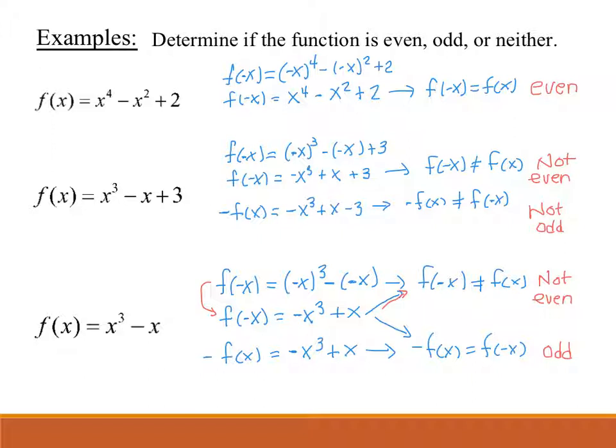Now let's try the negative f of x. So we multiply through the function by negative 1, and we see we have negative x cubed plus x. Well, in this case, negative f of x is equal to f evaluated at negative x. So it is an odd function in this particular case.